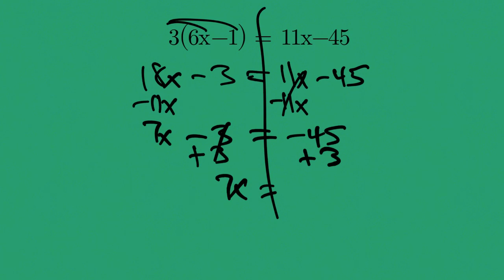7x equals, what is negative 45 plus 3? Beautiful. Negative 42. Different signs. Subtract. Take the sign of the larger number, right? Negative 42. Those darn sign numbers, guys, they're never going to go away.